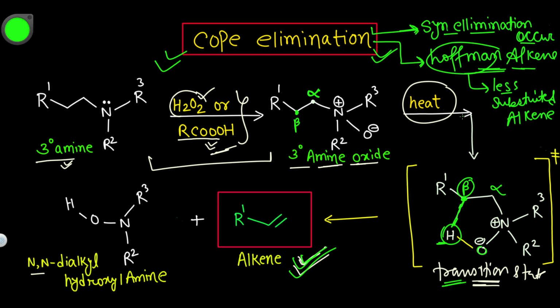So this is all about the overview of this reaction. Now let's start the mechanism. Let me erase all this stuff. Okay, fine. So we are taking here a substrate, a 3-degree amine. This is R1, this is R2, and this is our R3. This is the nitrogen with its lone pair.